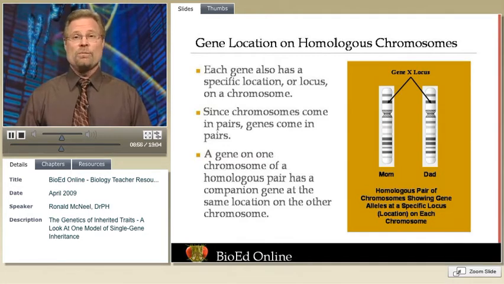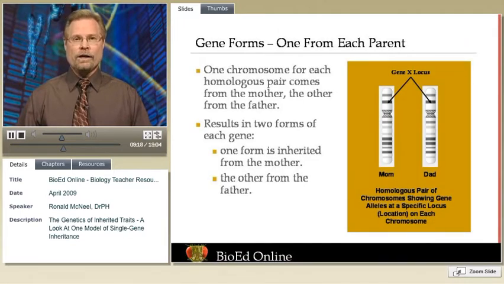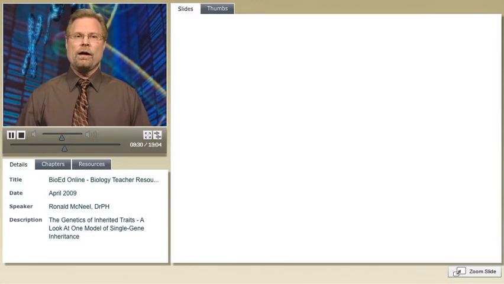Since chromosomes come in pairs, genes come in pairs. For every gene located on one chromosome of a homologous pair, there is a companion gene at the same location on the other chromosome of the pair. Do you remember the origin for each chromosome of a homologous pair? One comes from the mother, the other from the father. This means that there are two forms for each gene, one inherited from the mother, the other from the father.